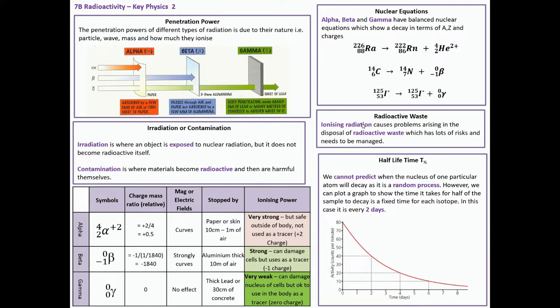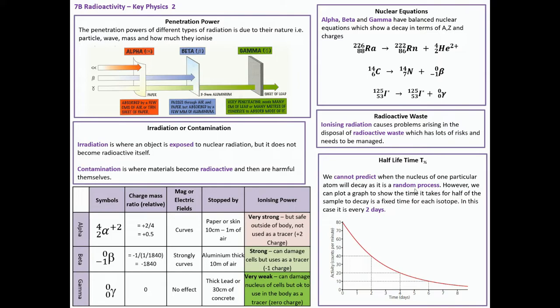And then radioactive waste. Ionizing radiation causes problems which arise in the disposal of the waste, which has lots of risks and needs to be managed. You should have an idea about what to do for maybe a 6-mark question with different things with different amounts of radiation.